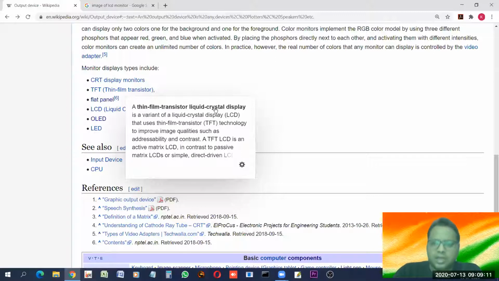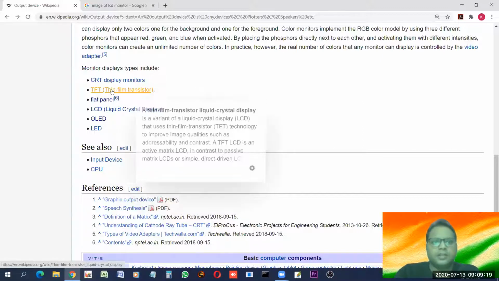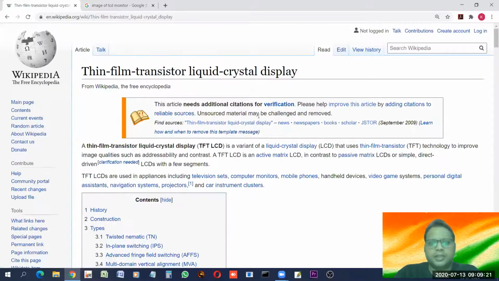Now these are so many technical terms. You need to understand what is a transistor, what is a thin film transistor. But let us see if any image will be there that may look.